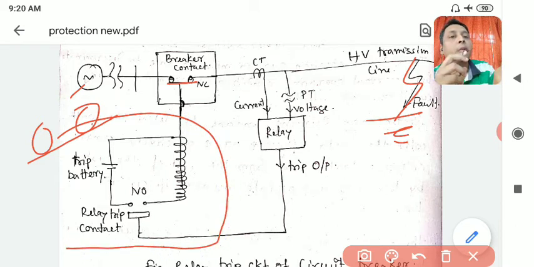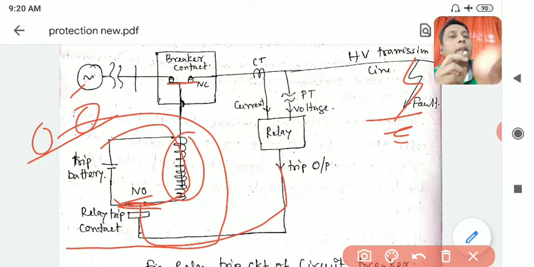It is open. NO means it is open. So this contact is open. Whenever the relay senses that there is a fault, what will happen? This contact will be closed. Once this is closed, then this circuit is closed. Current starts flowing through this. Once this current starts flowing, this coil gets energized.